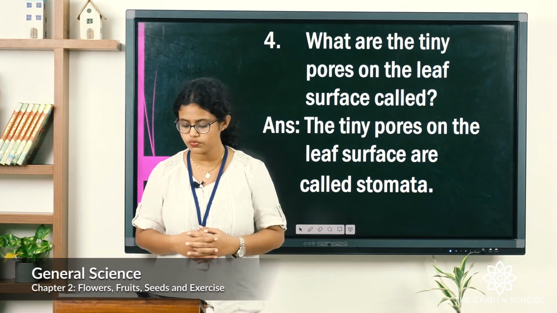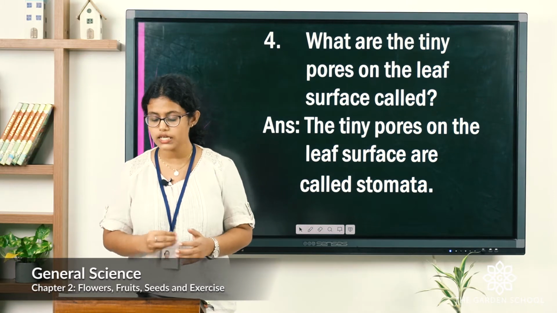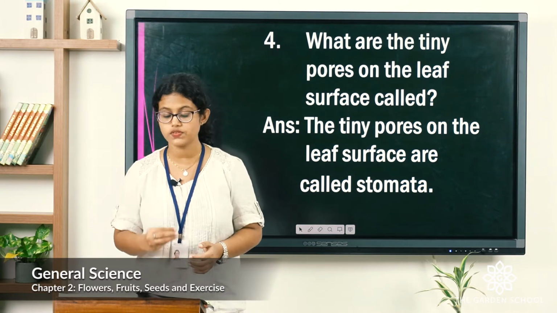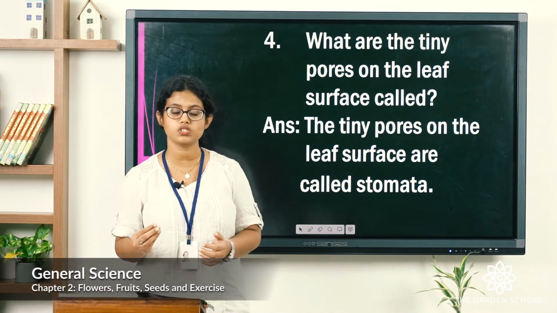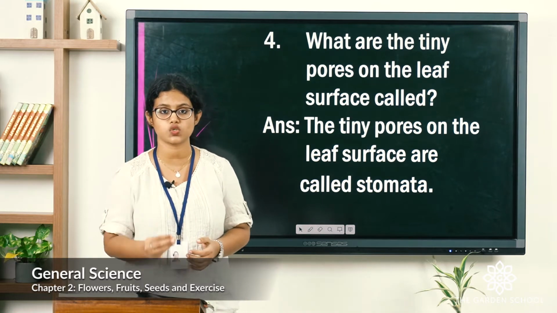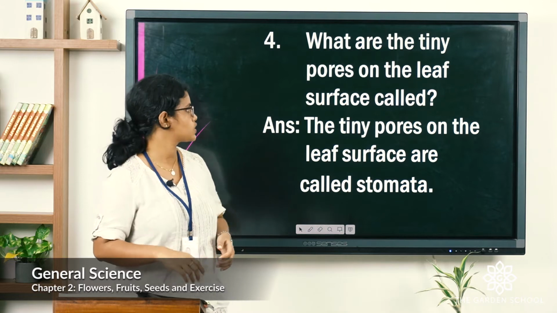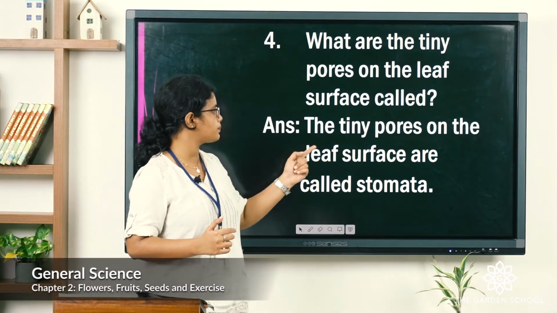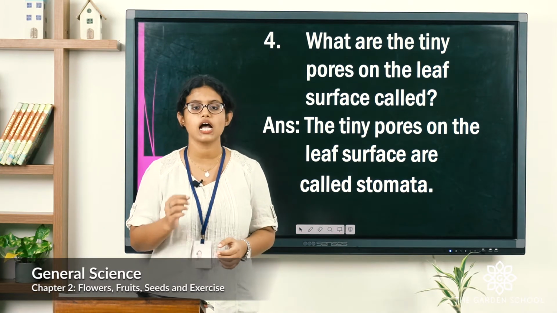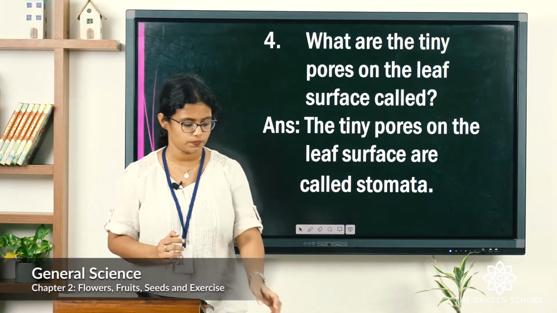Moving on to the fourth question. What are the tiny pores on the leaf surface called? It is called stomata. Air enters the plant through its stomata. So you can write the answer as the tiny pores on the leaf surface are called stomata.